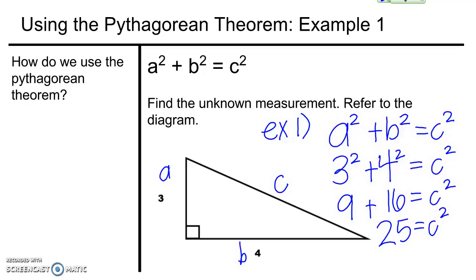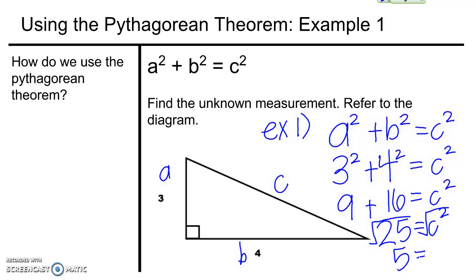So the inverse operation of squaring a number is going to be the square root. What that means is I'm trying to figure out which whole number times itself is going to give me that number under the square root symbol. So what times itself gives me 25?